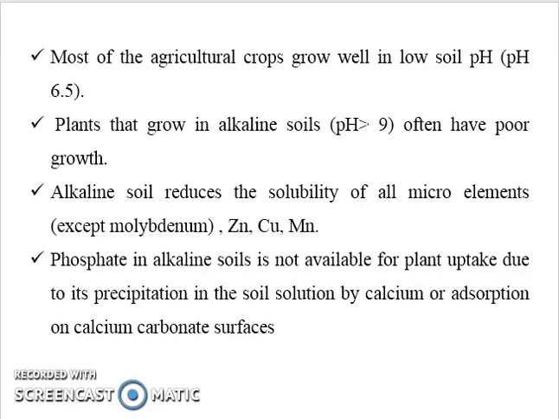Alkaline soil reduces the solubility of all micronutrients. Phosphate also is not available for plant uptake due to its precipitation in the soil solution by calcium or adsorption on calcium carbonate surfaces.